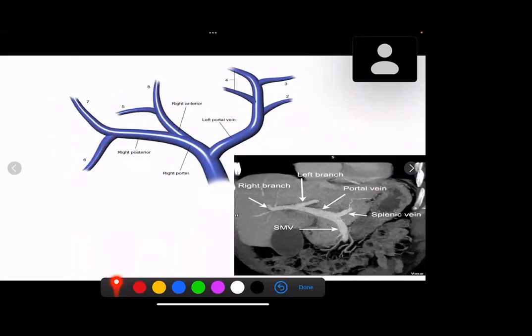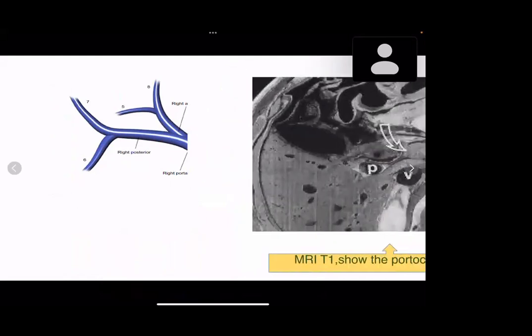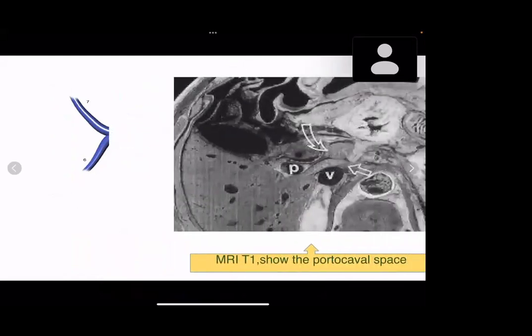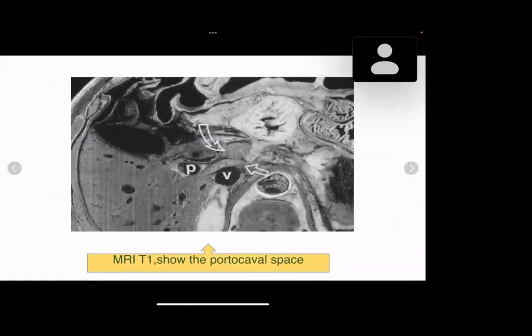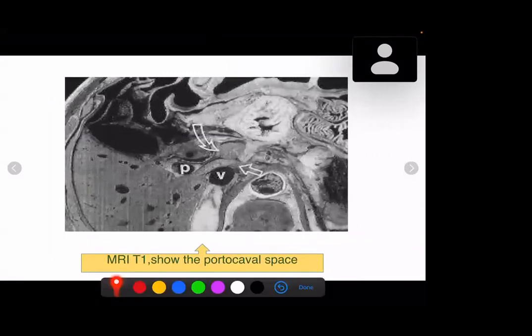This is an MRV showing the splenic vein, and this is the superior mesenteric vein forming the portal vein and dividing into right and left branches. This is an MRI T1 showing the portocaval space, and this is an area of normal lymph nodes, which can be enlarged in pathological conditions.